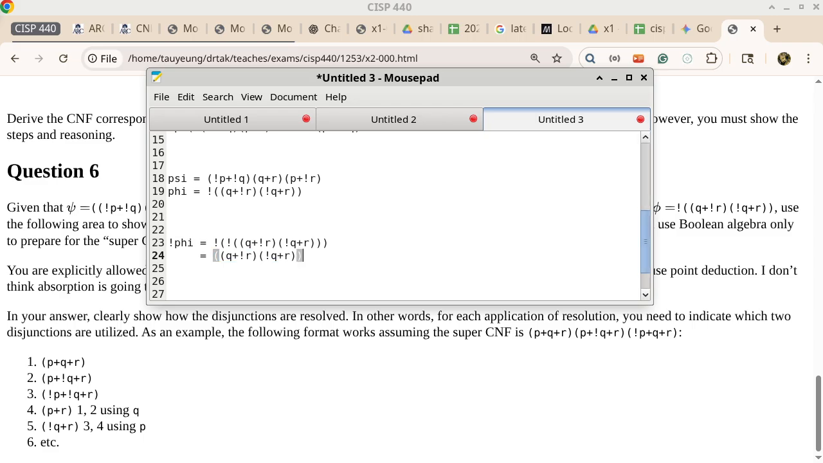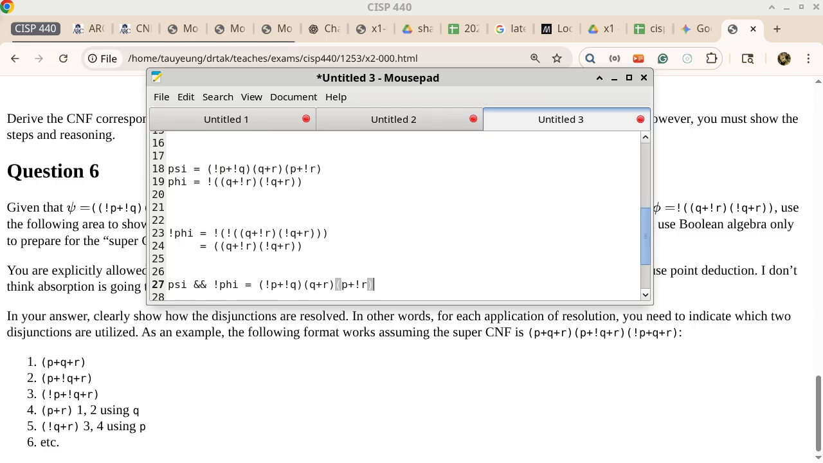Concatenate, or making a conjunction out of the two CNFs. The reason why we are doing this is we are trying to see what psi and not phi are going to do. I can see that psi is a CNF, and not phi is also in the form of a CNF like this one. Technically we are taking the conjunction of those two, but because they are both CNFs already, this is just one longer CNF now.